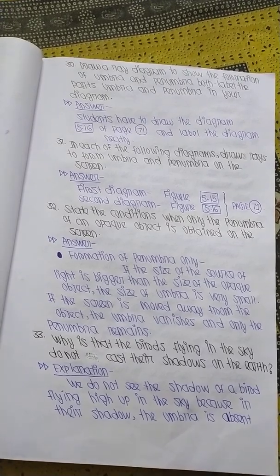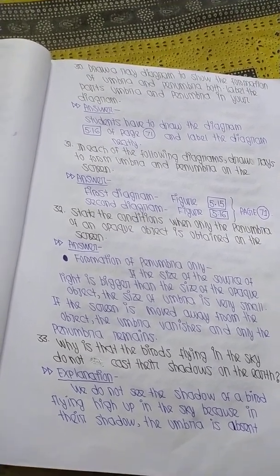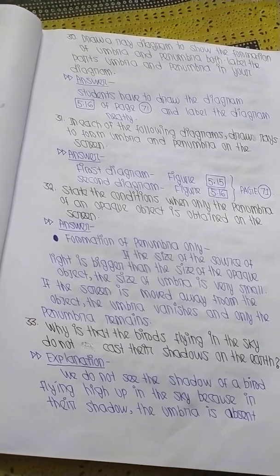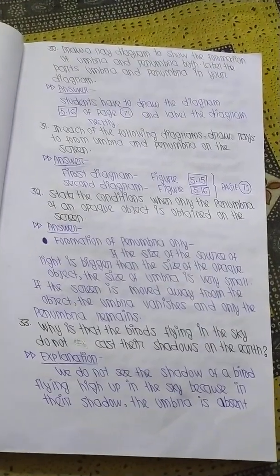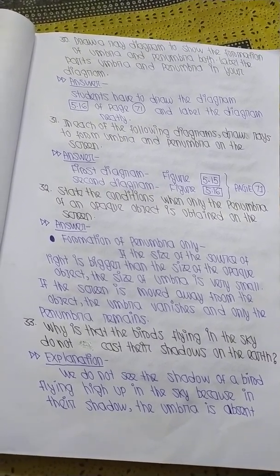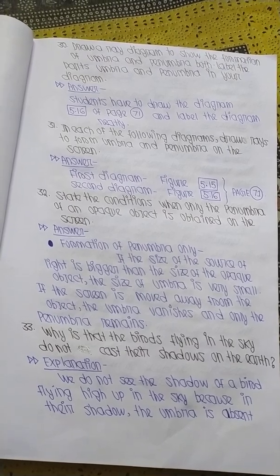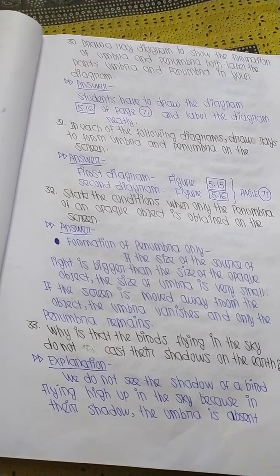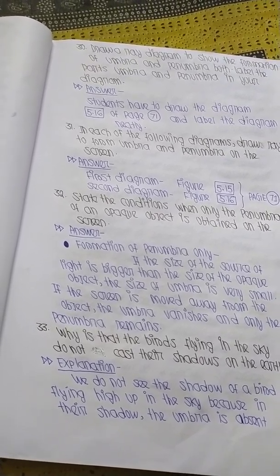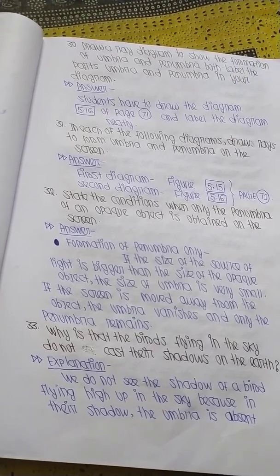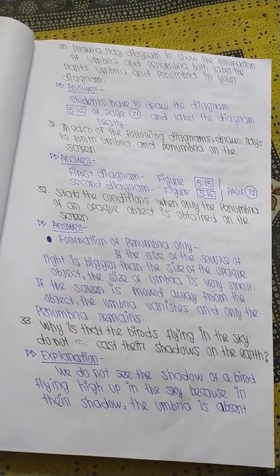Question 32. State the conditions when only the penumbra of an opaque object is obtained on the screen. Answer. Formation of penumbra only. If the size of the source of light is bigger than the size of the opaque object, the size of umbra is very small. Full stop. If the screen is moved away from the object, the umbra vanishes and only the penumbra remains.